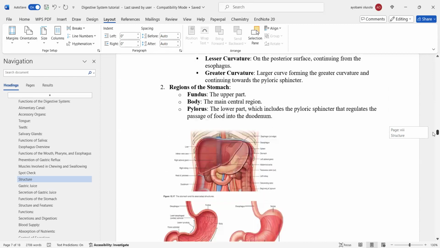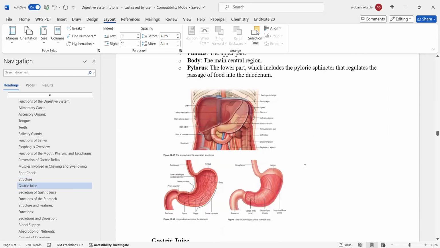Now, regions of the stomach. We have the fundus, that's the upper part. Then we have the body, the main central region. Then we have the pylorus, and the pylorus has the pyloric sphincter that regulates passage of food into the duodenum. The largest part of the stomach is the body of the stomach, not the fundus, not the pylorus.